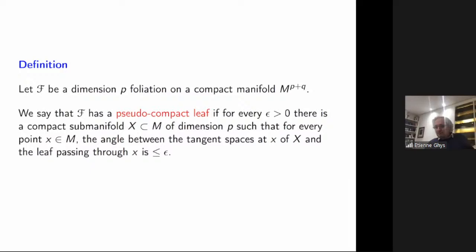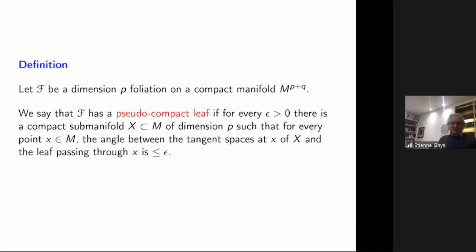I will say that the foliation has a pseudo-compact leaf if for every epsilon, there is a compact embedded submanifold of dimension P, the same dimension as the leaves, which is not a leaf, but whose tangent plane makes an angle less than epsilon with the leaves at every point. So I approximate the foliation by a compact manifold, which is not quite a leaf, but up to epsilon it is a leaf. So that's the definition. This is the key definition for today.